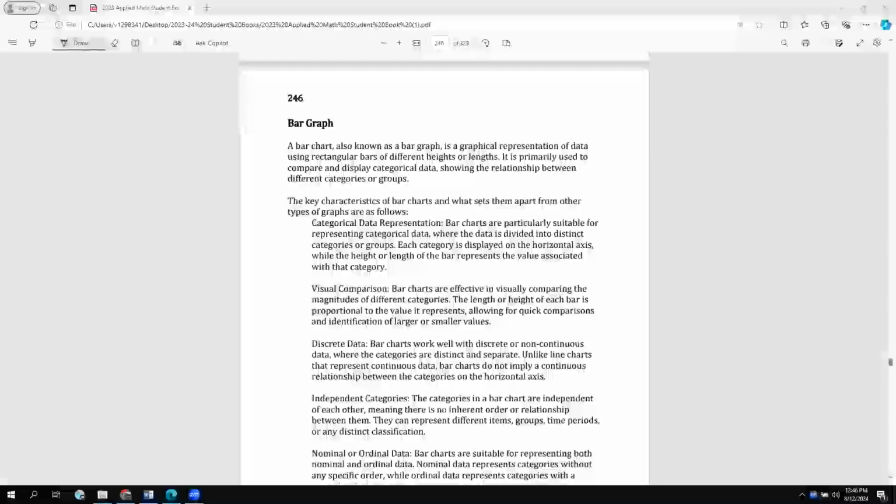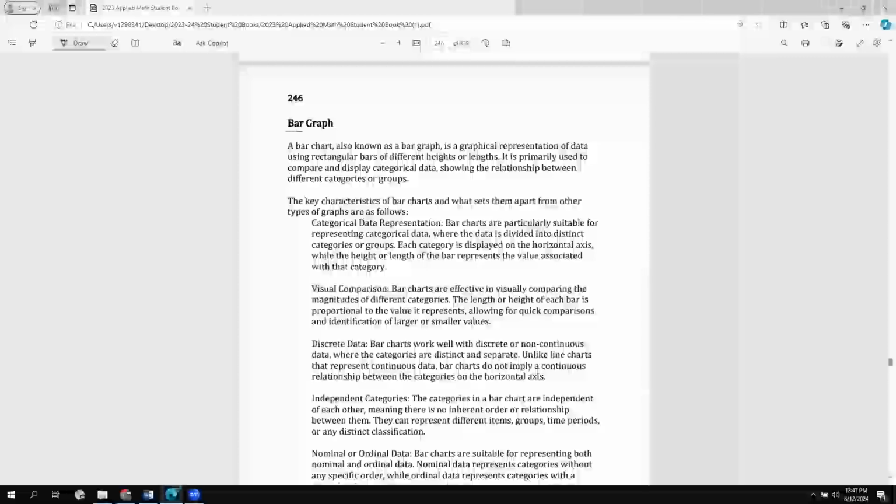Bar graphs are the most common on the GED test. Now, when we talk about graphs, you're going to see there are actually six of them. These are the six common types. We're going to deal with bar graphs, line graphs, pie charts, scatter plots, histograms, and dot plots. We're going to describe each of them, but our first one is going to be bar graphs.